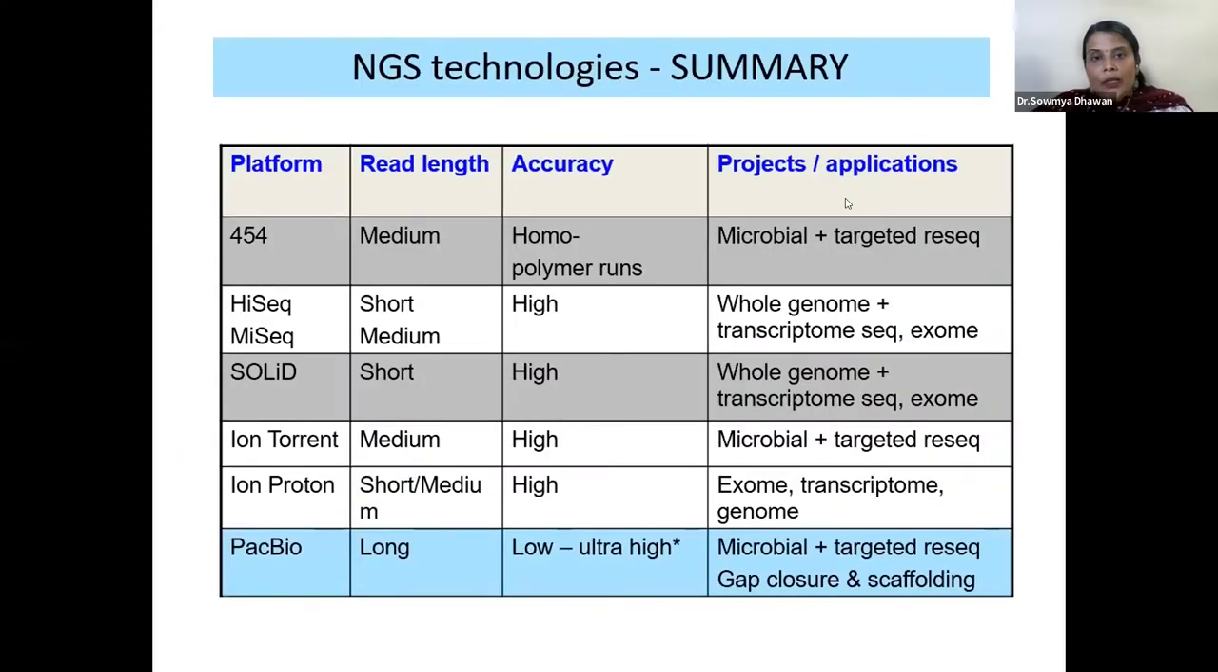So coming to the summary of the NGS technology, these are different kinds of platforms based on the read length and accuracy available. There are Roche 454, HiSeq, MiSeq, and SOLiD, and again Pacific Biosciences, and many others like Ion Torrent available. They have different read lengths as well as accuracy. Illumina is the most favored one. 90% of the sequencing worldwide is done using Illumina sequencing.